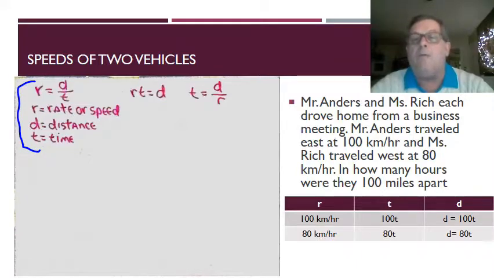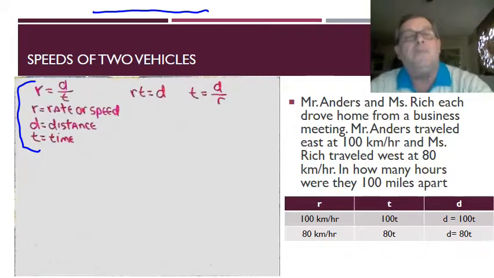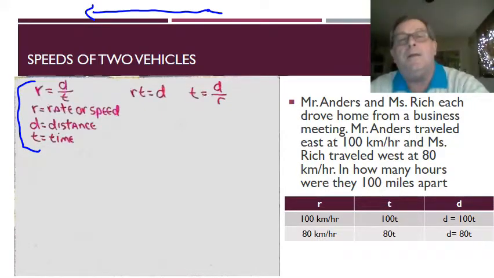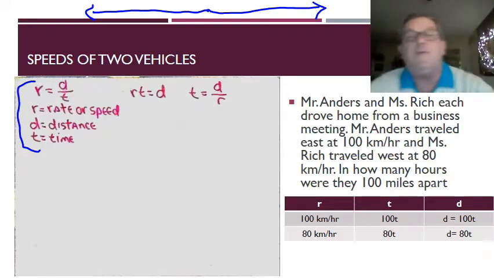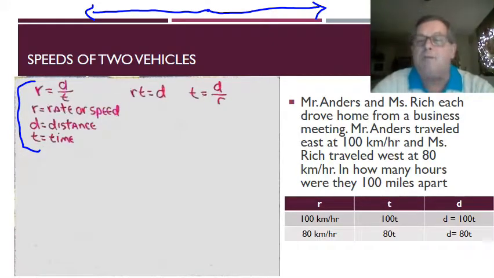And here we have a problem where Mr. Anders and Miss Rich each drove home from a business meeting. Now we're told here that Mr. Anders is traveling east at 100 kilometers per hour, and Miss Rich traveled west at 80 kilometers per hour. So Mr. Anders is headed off in this direction, and Miss Rich is headed off in this direction, opposite directions. And then we're asking how many hours were they apart?